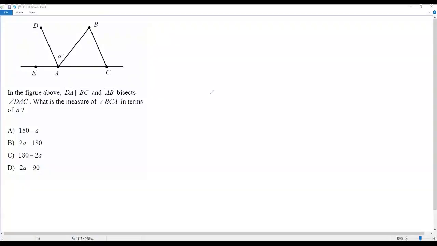Here we have a SAT math question in geometry. That is, we have a problem on finding angle measures. So there is a figure given over here.